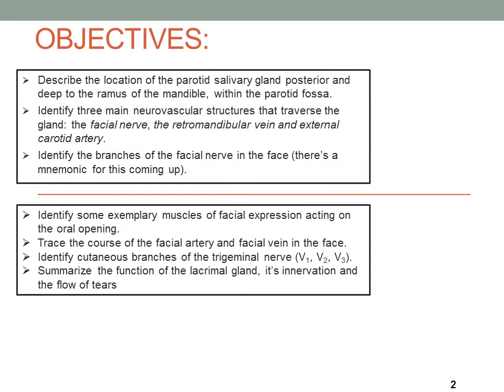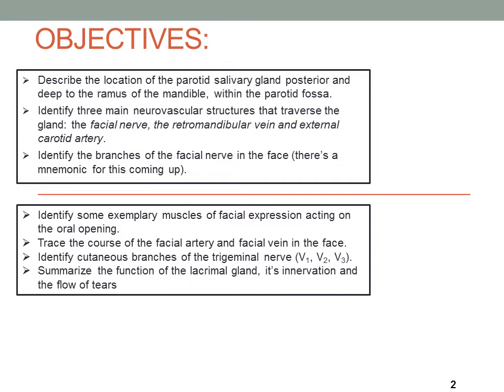We're going to start off with describing the location of the parotid salivary gland posterior and deep to the ramus of the mandible within the parotid fossa. Then we're going to identify the three main neurovascular structures that we can see traversing the gland. These would be the facial nerve, the retromandibular vein, which we may have already seen, and the external carotid artery.